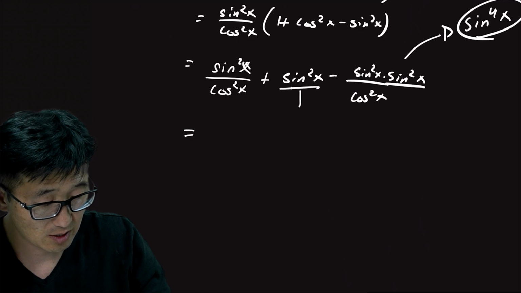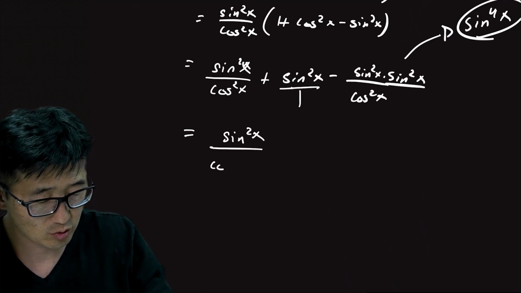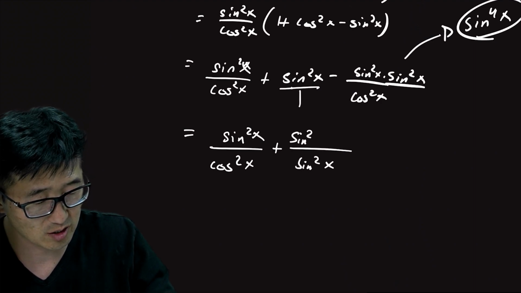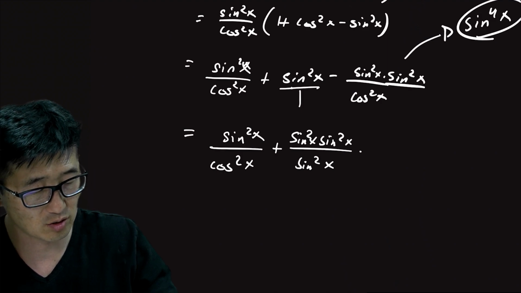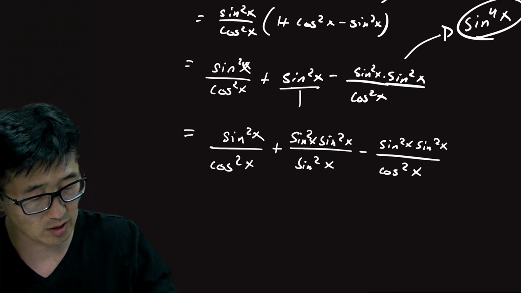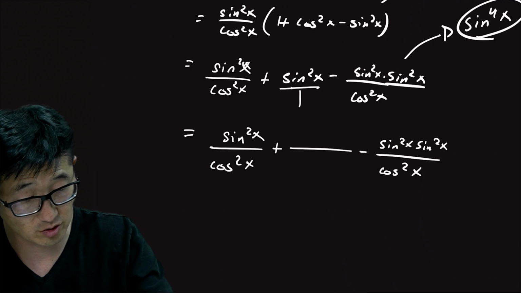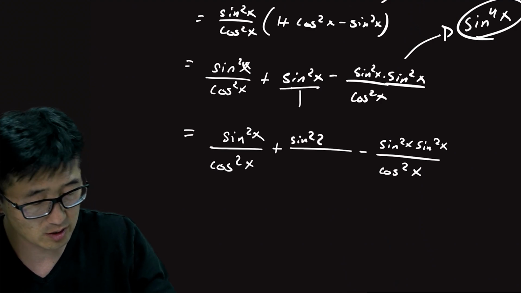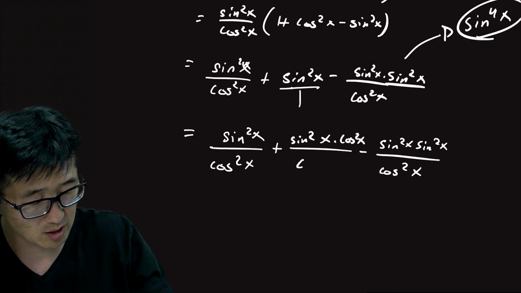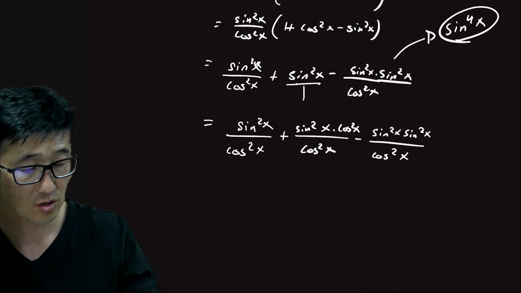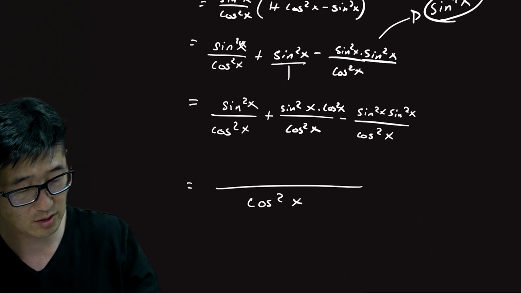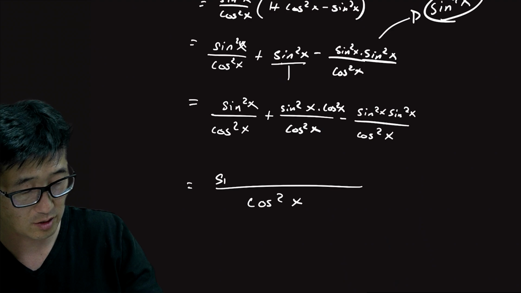This will be sine squared x over cosine squared x plus sine squared x on the bottom. So this is going to need an extra one. Oh, I'm so dumb, this is supposed to be cosine. Sorry. So this is sine squared x times cosine squared x, because the common denominator is cosine squared x.